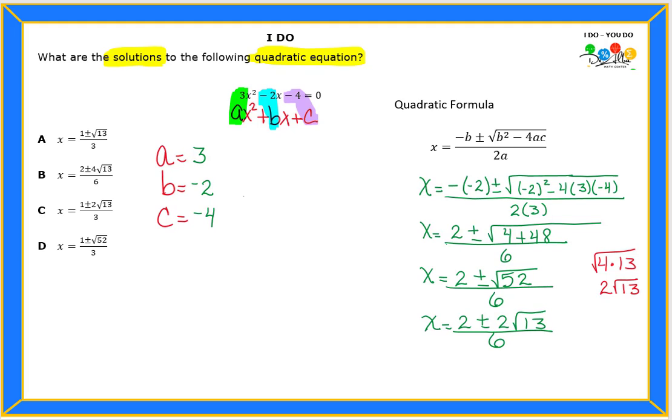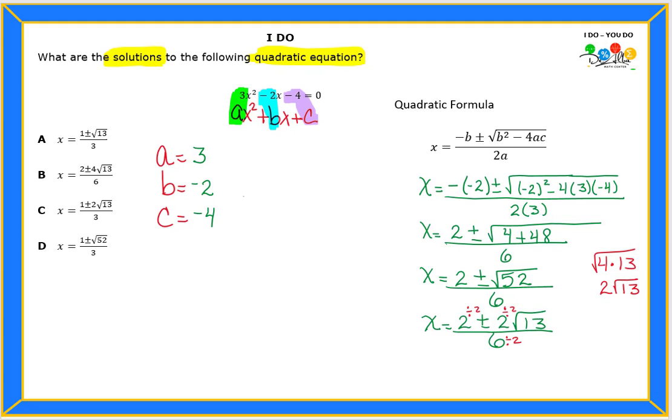I can divide 2 and 6, right? Both of them can be divided by 2. So this is what I'm going to do. I'm going to divide this by 2. I'm going to divide that 2 that is outside by 2. And that 6 also, I'm going to divide it by 2.